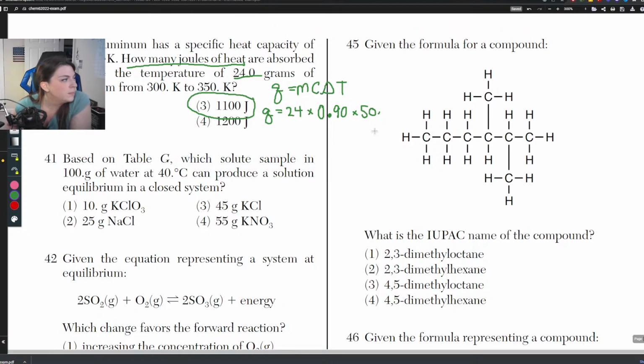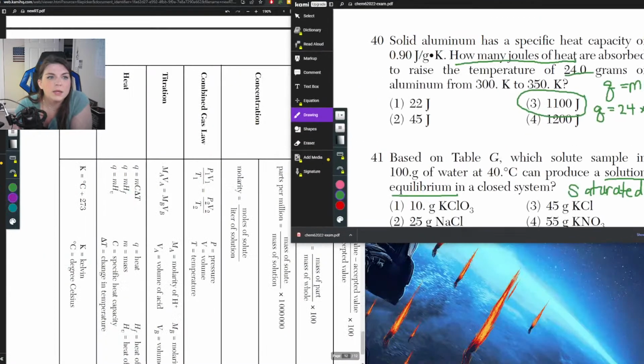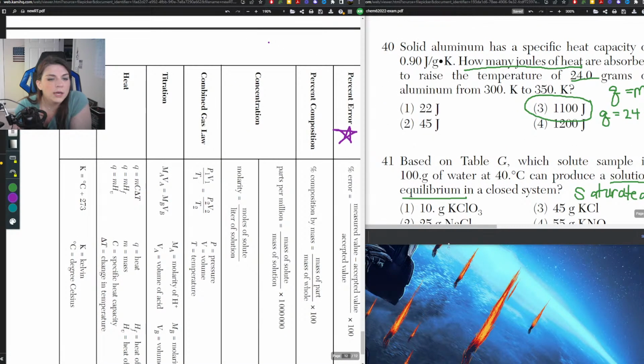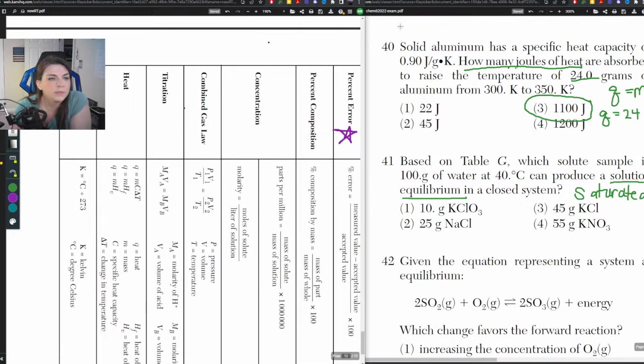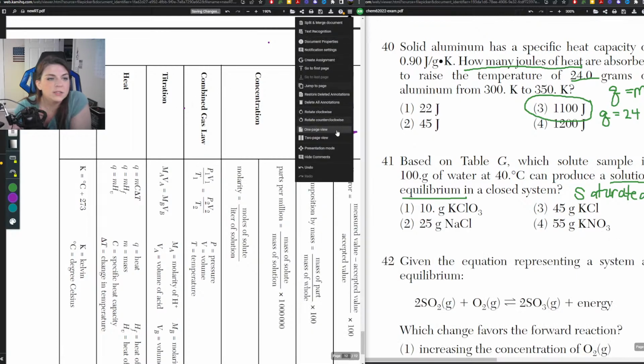Based on Table G, which solute sample in 100 grams of water at 40 Celsius can produce a solution equilibrium in a closed system? Solution equilibrium is telling us that the solution is saturated. So again, vocabulary is very pertinent here. We are looking for a saturated solution, and we can take a look at Table G, which is very nice of them to tell us.